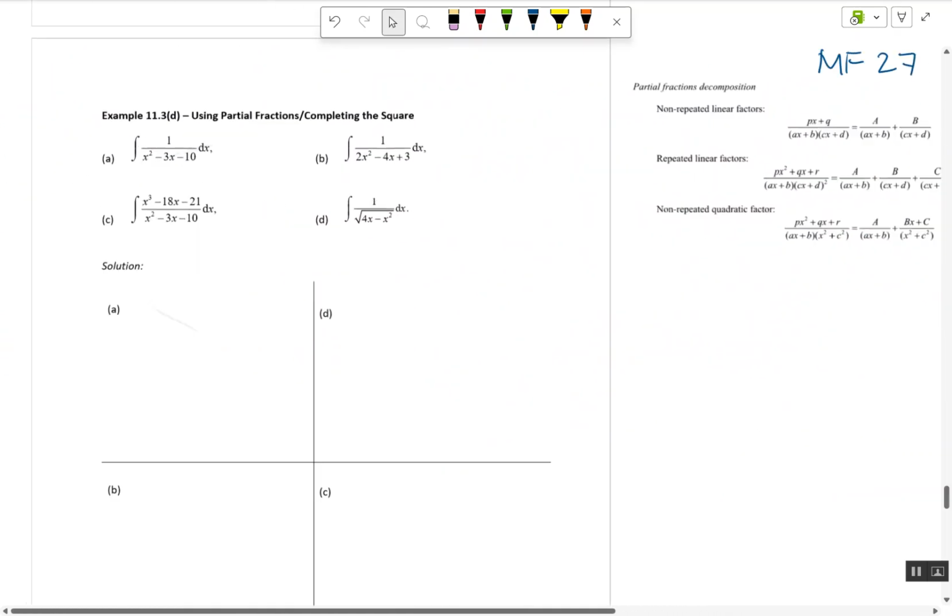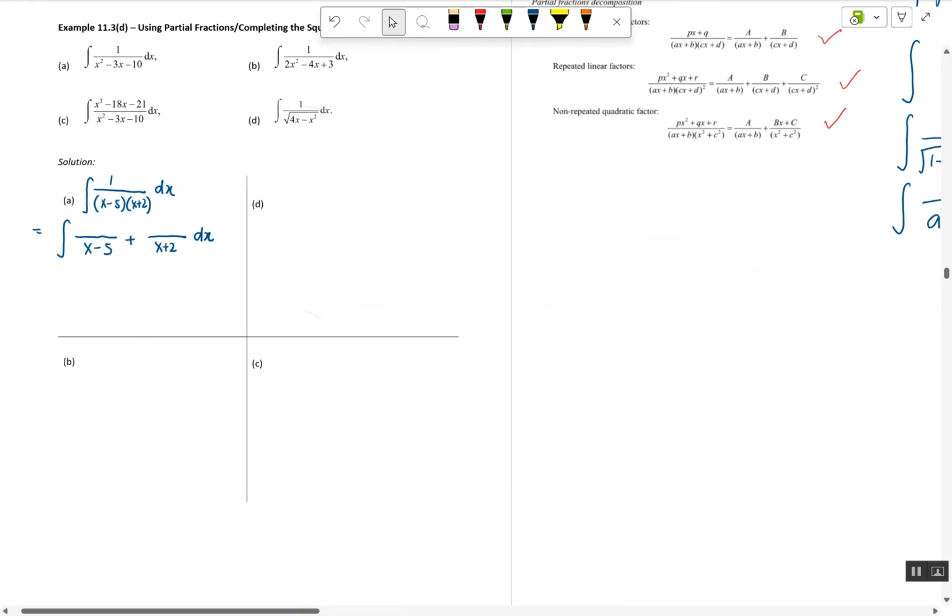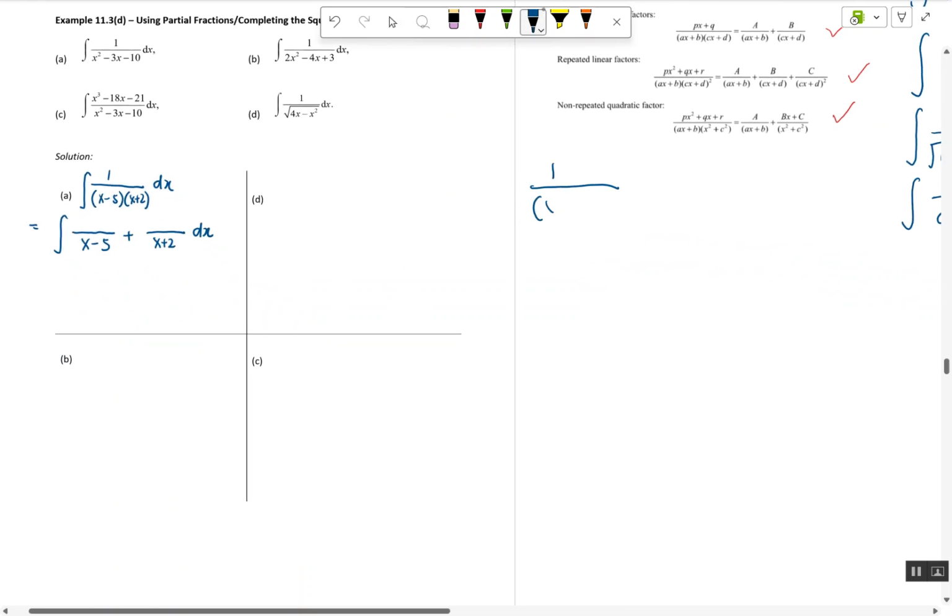So here are 4 general cases that I'm going to talk about. First, look at the denominator. Can you factorize the denominator? Yes, it's the same as 1 over x minus 5, x plus 2. If you can factorize the denominator, good, I use partial fraction to split it up, something over x plus 2 dx. I'm going to do the partial fraction at the side over here. 1 over x minus 5, x plus 2 equals a over x minus 5 plus b over x plus 2. If you understood how to use the cover-up rule, it's very simple.